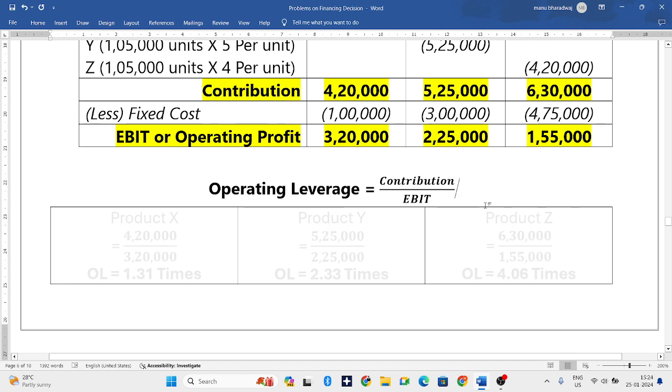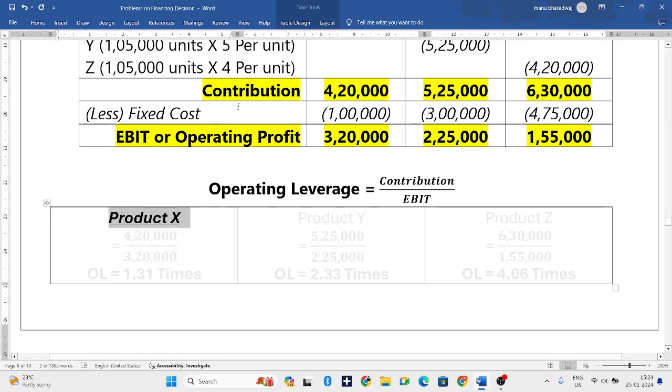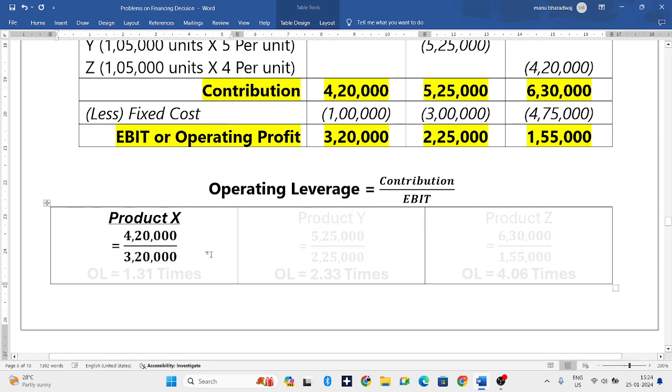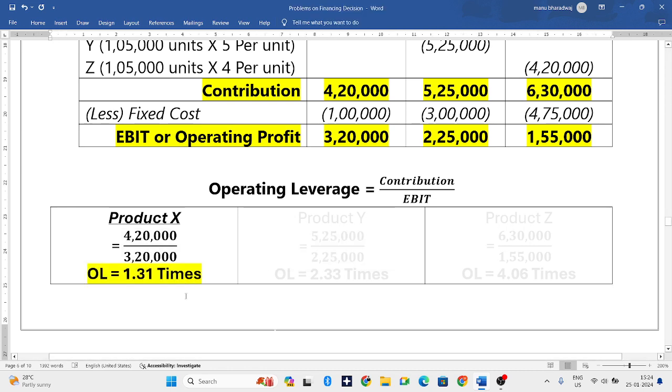The formula to find operating leverage is contribution divided by EBIT. First let us find it for product X. Contribution is 4,20,000. EBIT or operating profit is 3,20,000. Both have to be divided. 4,20,000 divided by 3,20,000 gives us the operating leverage, that is 1.31 times.